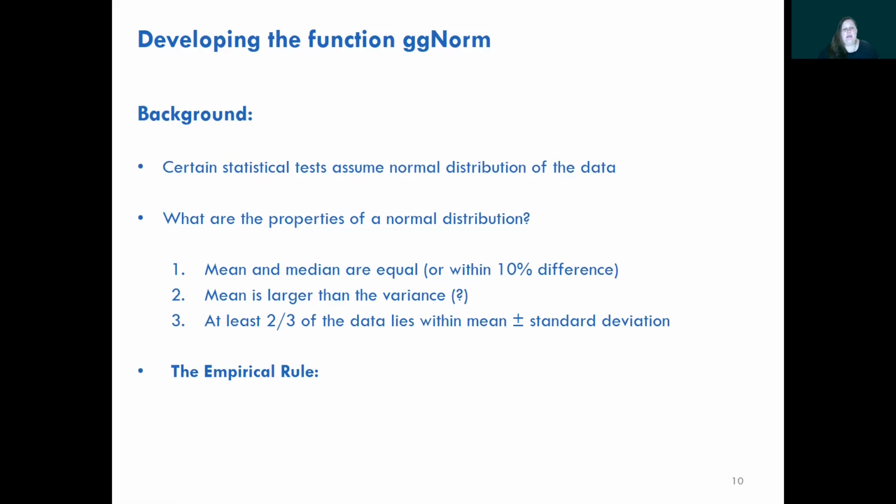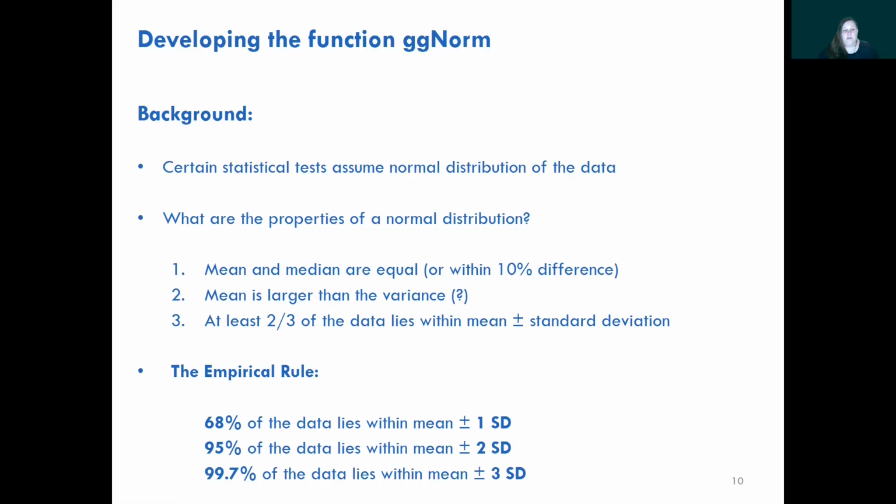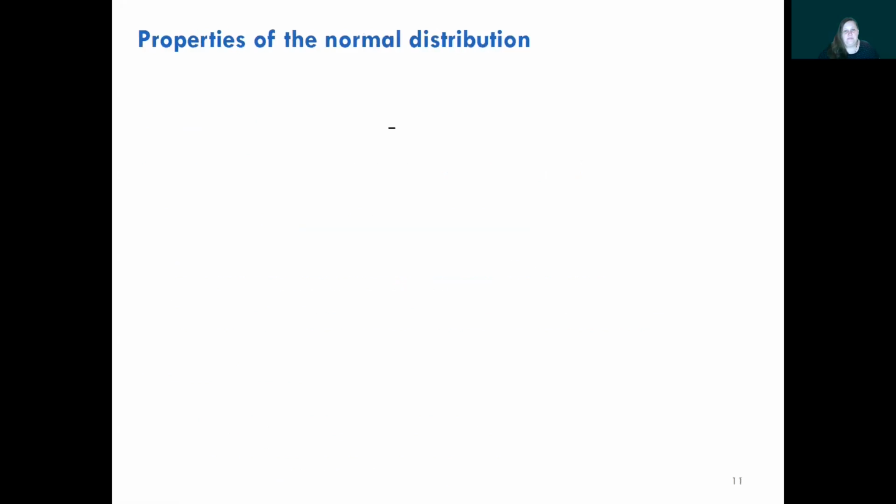There is also the empirical rule, which says that approximately 68% of the data lies within mean plus minus 1 standard deviation, 95% of the data lies within mean plus minus 2 standard deviations, and 99.7% of the data lies within mean plus minus 3 standard deviations. So let's look at this graphically.